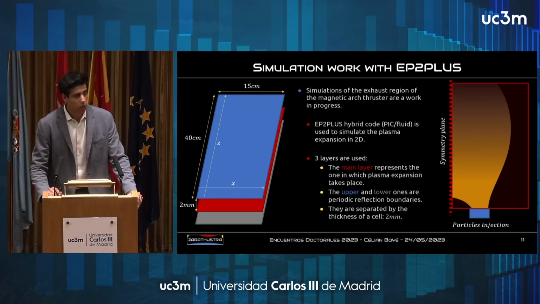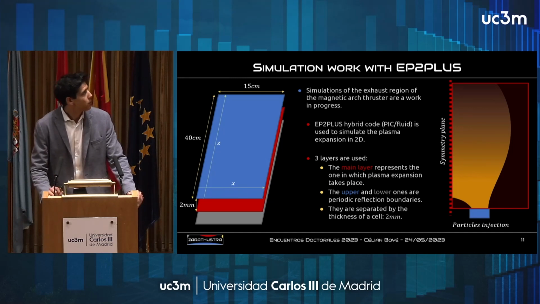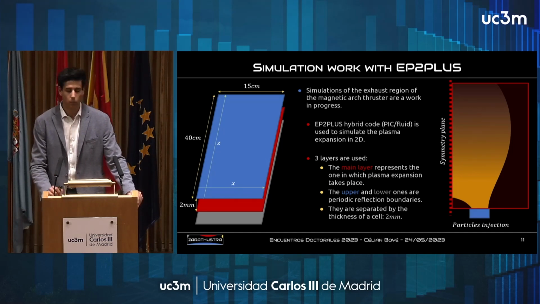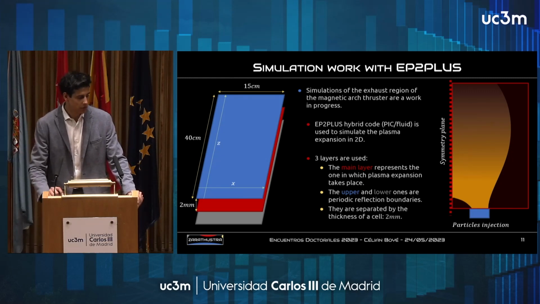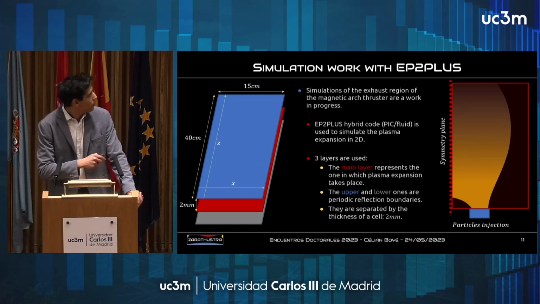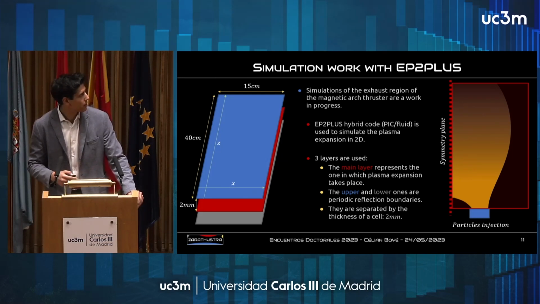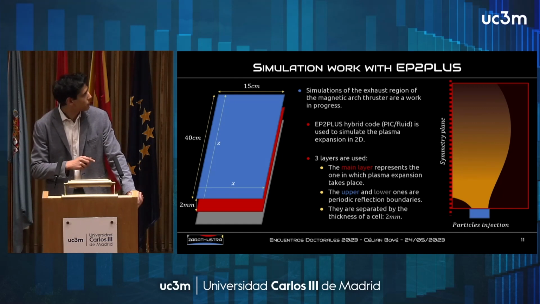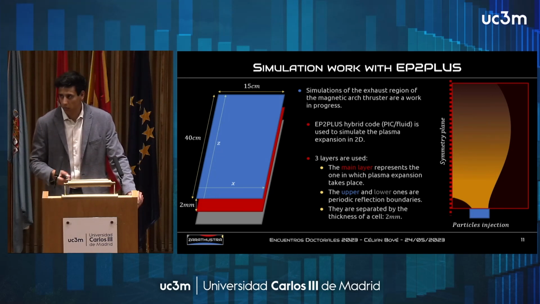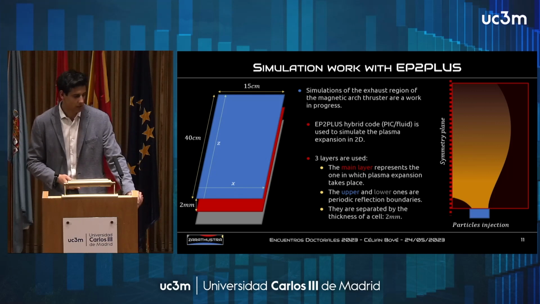Now, coming briefly back to my work on simulations, I'm using the EP2 Plus code developed by the EP2 team, which is a hybrid code, particle in cell, as Enrique just explained, and fluid code to simulate the plasma expansion in 2 dimensions. We are using 3 layers in this code. The main one is the central one, in which plasma expansion takes place, and the upper and lower ones are periodic reflection boundaries. The cell size is 2 millimeters. In order to reduce the computation time, we are using a symmetry plane: we just split the domain in half, so we reduce by half the simulation time and the simulation costs.